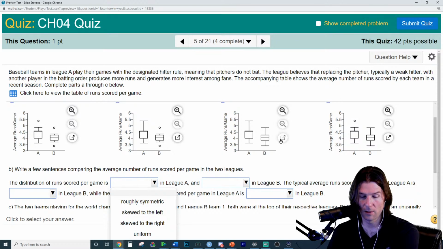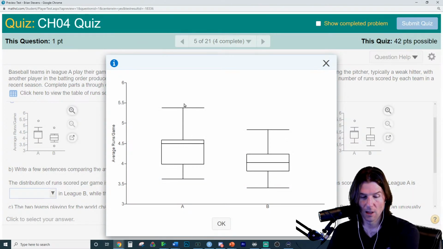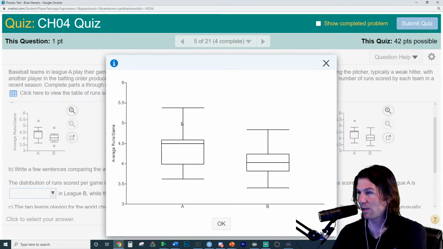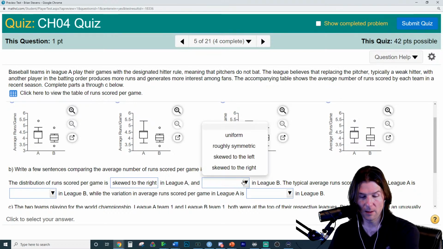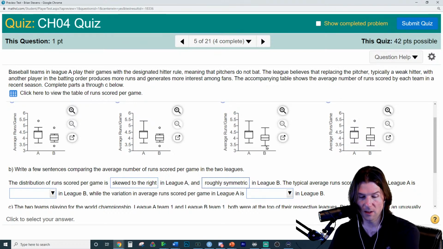They're going to say it's right skew, aren't they? This is more pulled out at the top. If you look at this whisker, it goes more to the high side right here. It's going to be, yes, thank you. Nice job, Hannah, right there. I think this is going to be right skewed, right? Skewed to the right, and League B is more symmetric. So League B is more symmetric. This is pulled to the high side a little bit.